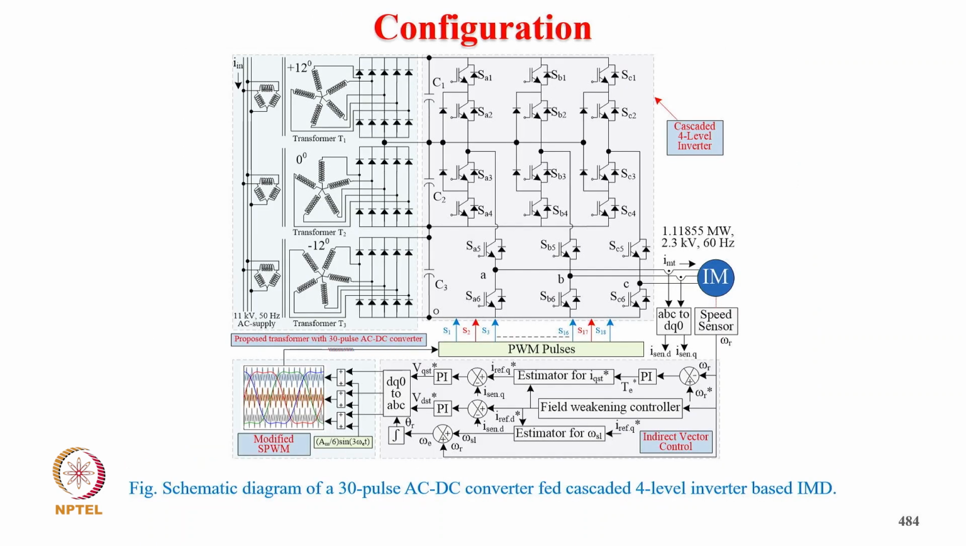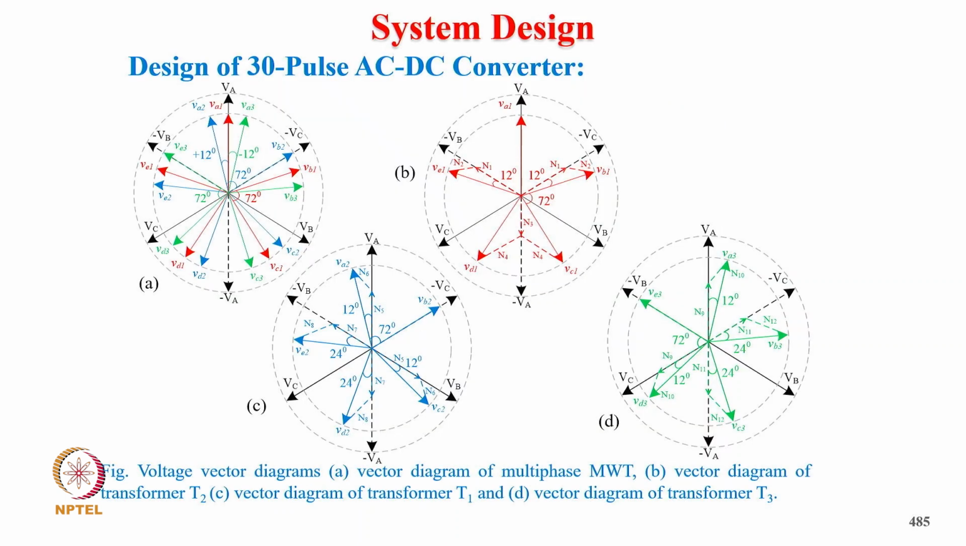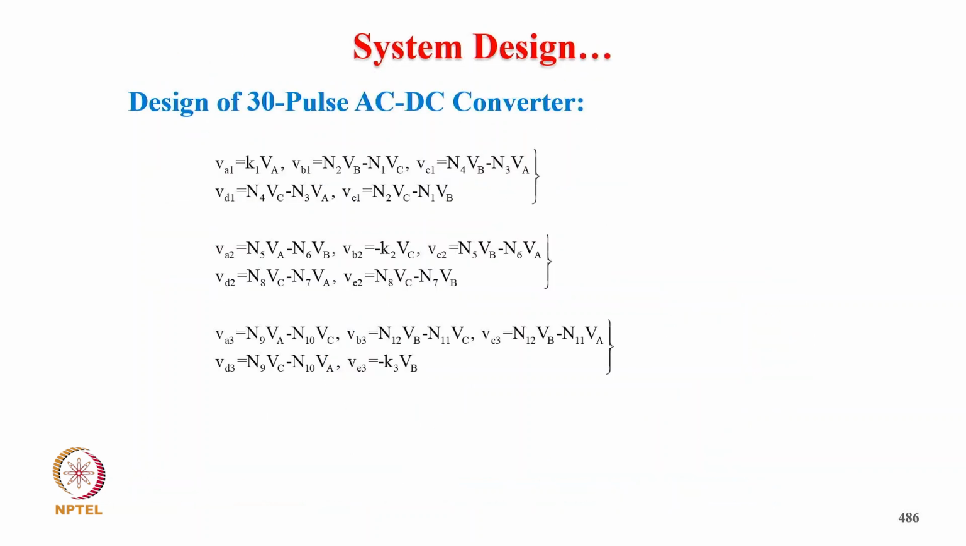So this is the schematic of a 30 pulse AC-DC cascaded 4-level inverter fed induction drive, with the indirect vector control and modified space vector modulation. And these are the phasor diagrams for the design of the 30 pulse AC-DC converter: the phasor diagram, vector diagram of the multi-winding transformer, vector diagram of transformer T2, and phasor diagram and vector diagram of T3. These are the design of the 30 pulse AC-DC converter.